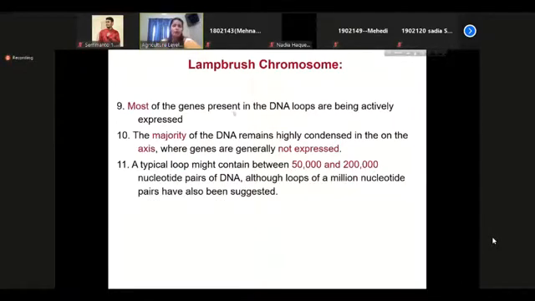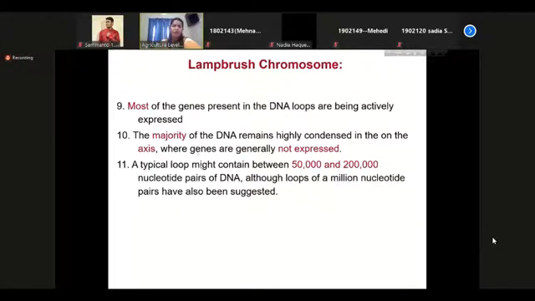Most of the genes present in the DNA loops are being actively expressed. That means the genes located in the loops are mostly genetically active. The majority of the DNA remains highly condensed on the axis, where the genes are generally not expressed. The DNA which is not in the loops, which exists on the main axis where the chromomere and the DNA fiber exist, is not expressed.